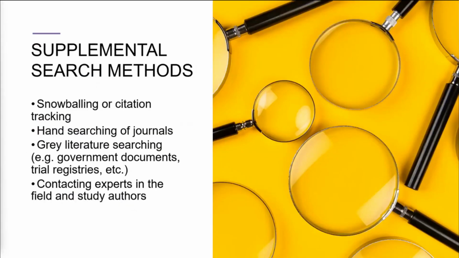In addition to doing the searches in the main databases, you might also want to add supplemental search methods like snowballing and citation tracking to make sure you've got everything covered. Some people like to do hand searching of select journals or other methods to find data that might not be published in traditional journals, like government websites, trial registries, or even contacting experts in the field to see if they have more information.